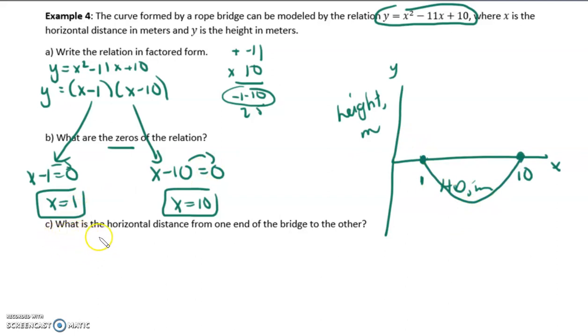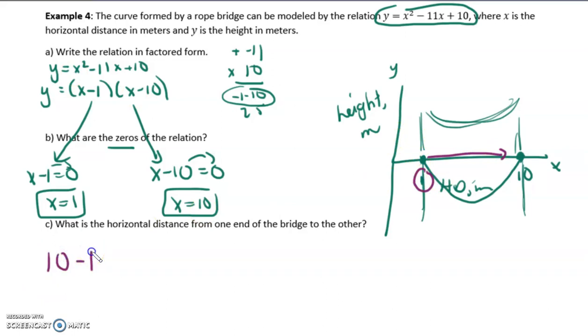Now question C says, what is the horizontal distance from one end of the bridge to the other? Okay, so remember this bridge probably looks something like this. Or it looks something like this and the rope is like here, right? So if we think about going from 1 all the way to 10, we would just subtract 10 minus 1, so 9 meters from one end to the other.